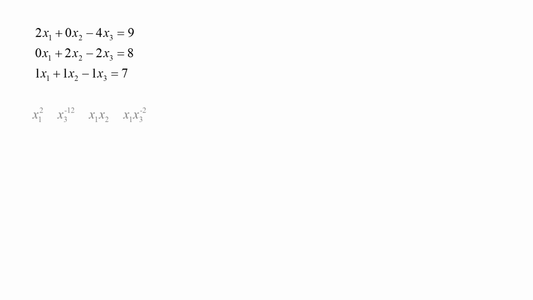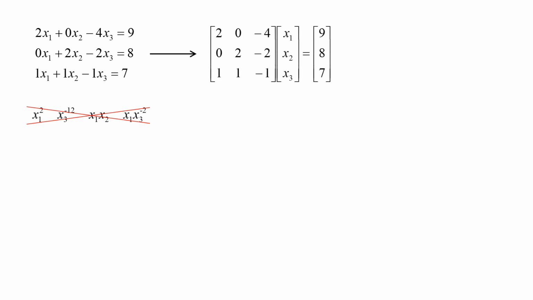Notice that there are no terms in which the unknowns are squared, raised to negative powers, or multiplied with each other. These terms are not allowed in a linear equation. The unknowns will only be raised to the first power. We can rewrite these three linear equations into a single equation using matrix notation.